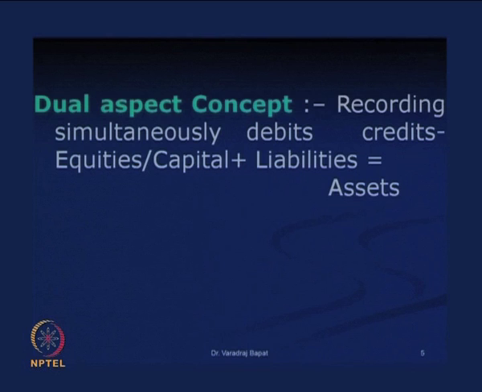When we have seen the recording of transactions, actually we have already discussed this concept. We have also seen the balance sheet equation, which says that equity or capital plus liabilities is equal to assets. This happens because of the dual aspect concept. What this concept tells you is that when any transaction is happening, two things are affected.